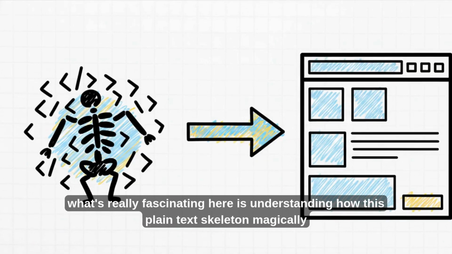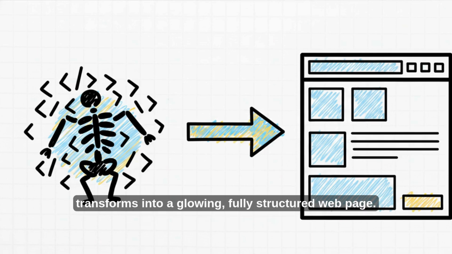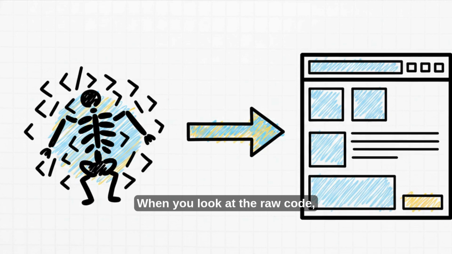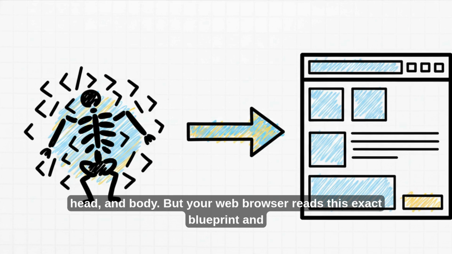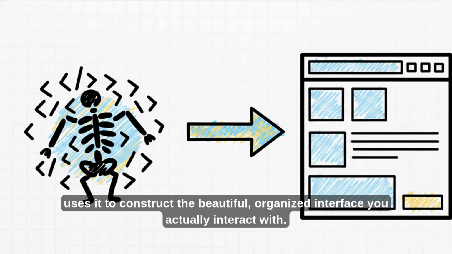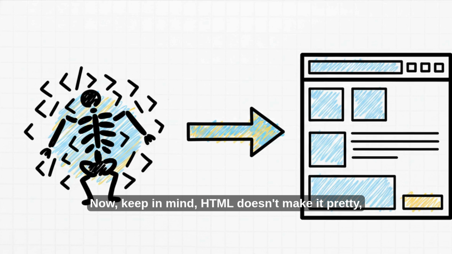Now, what's really fascinating here is understanding how this plain text skeleton magically transforms into a glowing, fully structured web page. When you look at the raw code, it honestly just looks like bracketed text, things like doctype HTML, head, and body. But your web browser reads this exact blueprint and uses it to construct the beautiful, organized interface you actually interact with. Now, keep in mind, HTML doesn't make it pretty and it doesn't make it interactive, but it gives every single element its proper place. It literally acts as the ultimate digital skeleton.